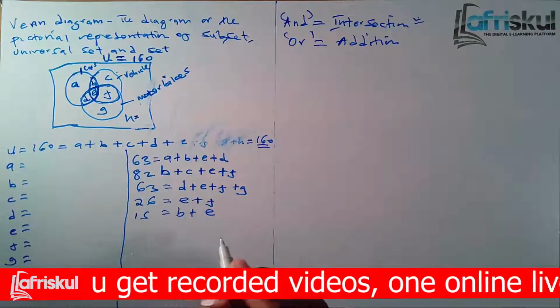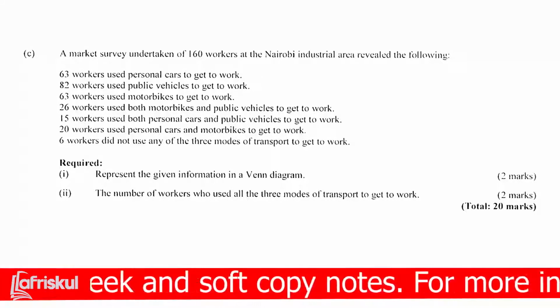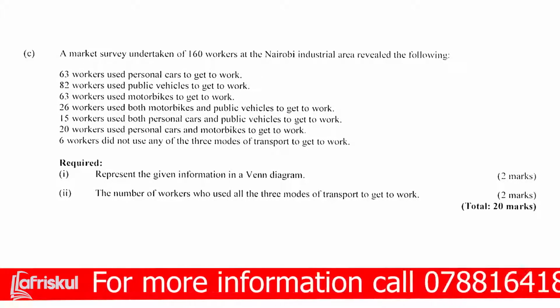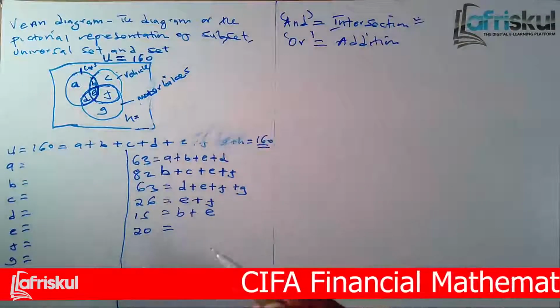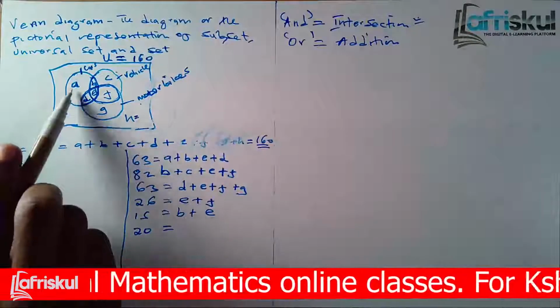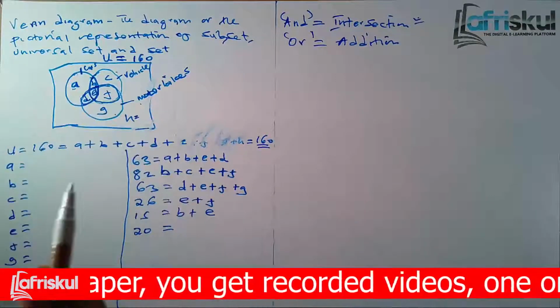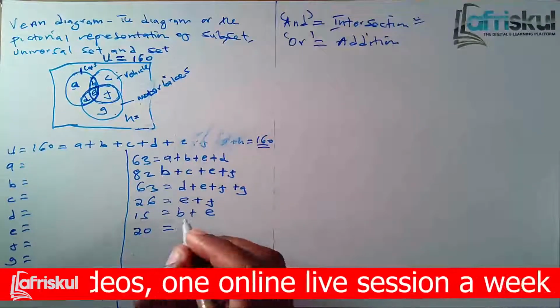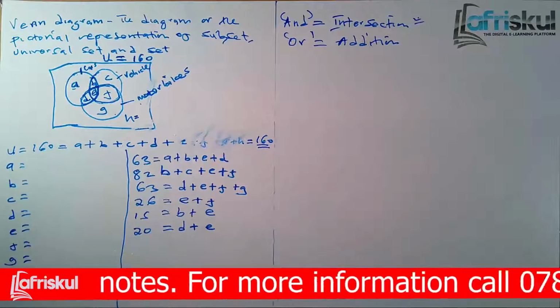Let's see what the examiner is saying also. He is saying 20 workers used personal cars and motorbike. Where is motorbike and personal cars? Personal cars and motorbike are represented by this intersection because there's the word and. Therefore, it is D plus E that used cars and motorbikes.